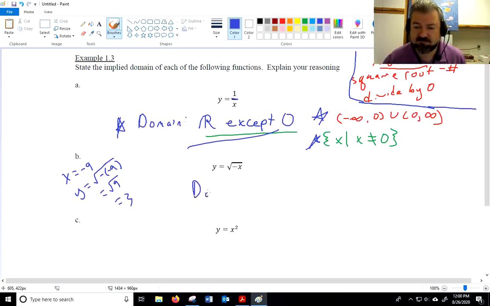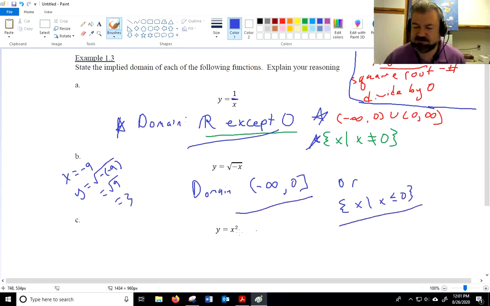So I'm going to say that my domain is negative infinity to 0, including 0. What's another way to write that? Well, you could say x such that x is less than or equal to 0. Both of those different ways of saying it are completely acceptable. All right, let's take a look at letter C.